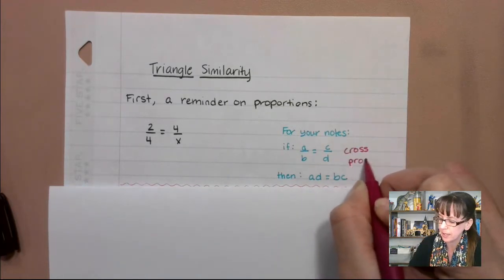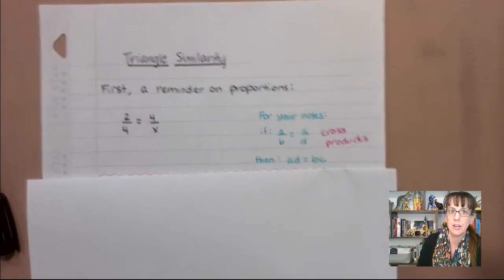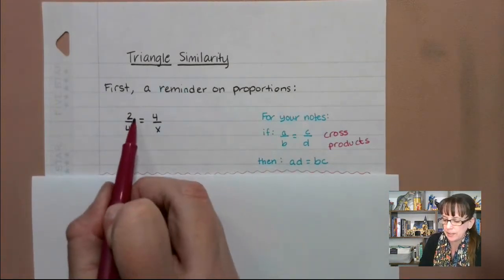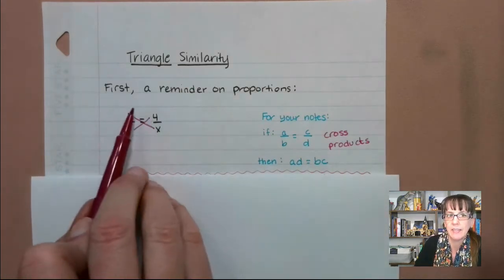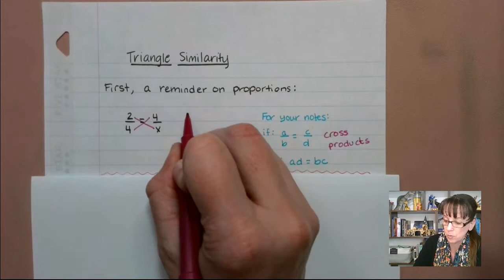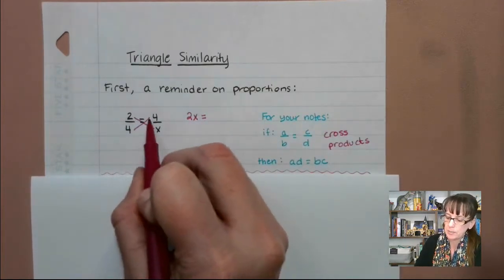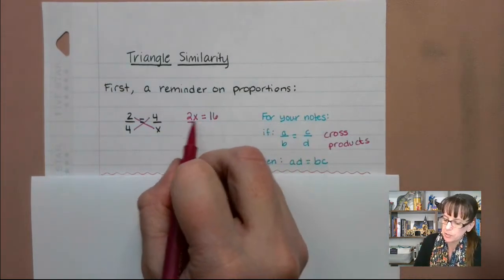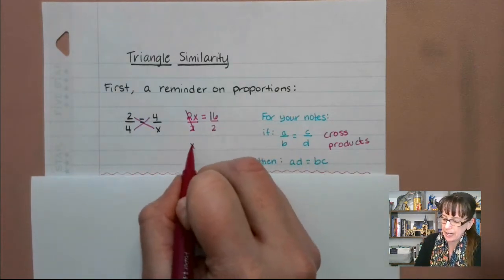I will move my head out of the way so that you can take that note. I guess it's only kind of in the way. So you can take notes for your notebook, cross products. What we do here is we say, this times this equals this times this. So again, that's going to be 2 times x equals 2x, and then equals 4 times 4, which gives us 16. We want to get that x by itself, and we're currently multiplying. So the opposite of multiply is divide. Divide both sides by 2, we get x equals 8.